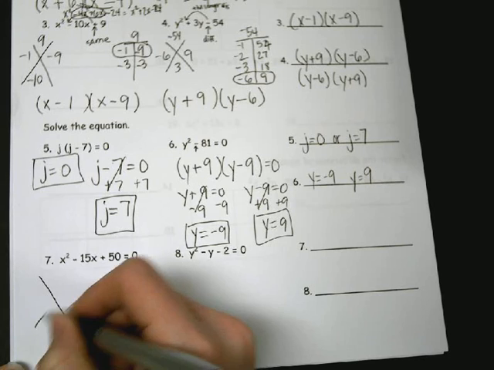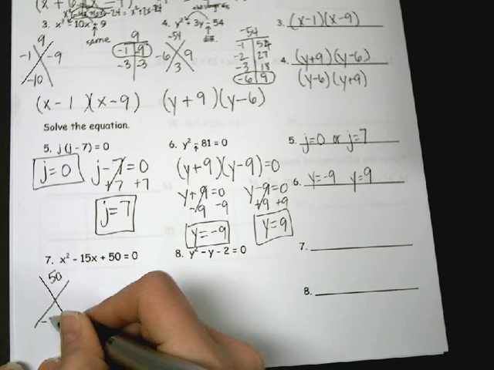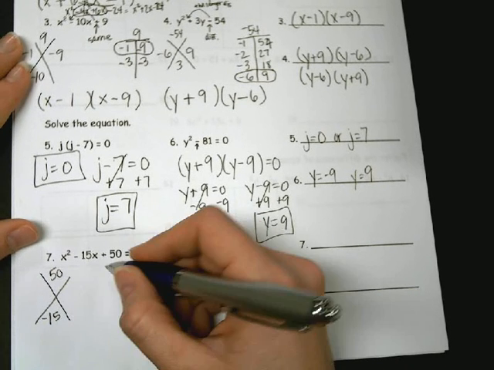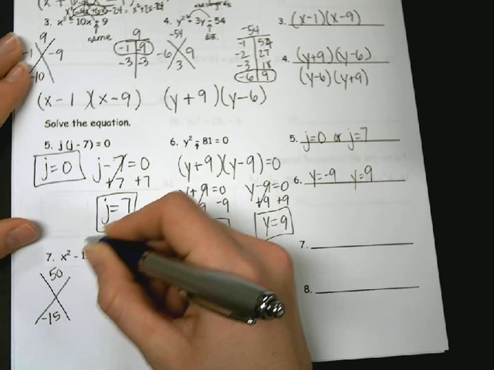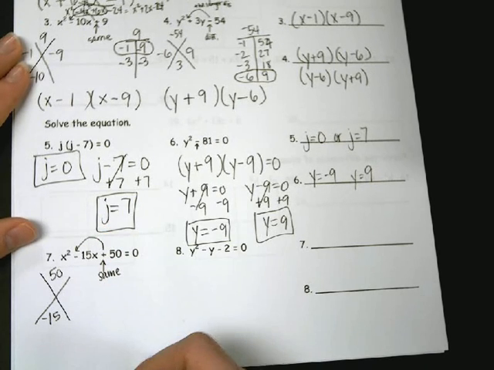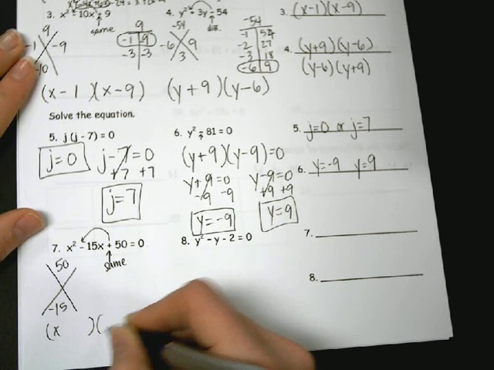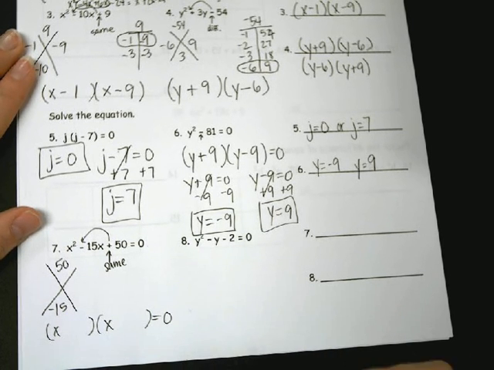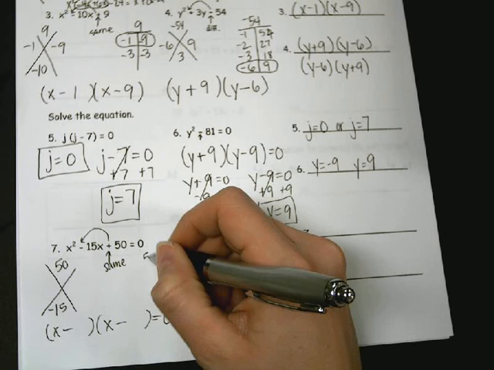So what multiplies to give me 50 and adds to give me a negative 15? Well, you've got 1 times 50, 2 times 25, and 5 times 10. And all those numbers are going to be the same sign, that negative sign. Which combo adds to give me 15? These guys right here, negative 5 and a negative 10. They make it into the parentheses.